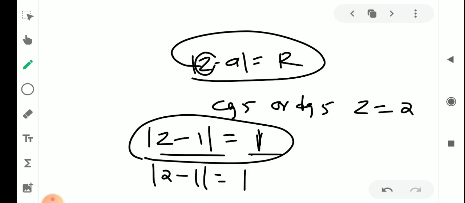So radius of convergence equal to capital R means the series is absolutely convergent on the interior of the circle of convergence, and it diverges on the exterior, and on the circle of convergence it may converge or diverge. Thank you.